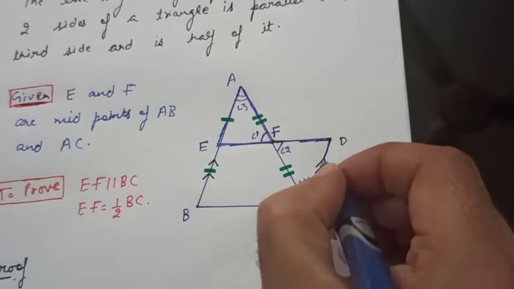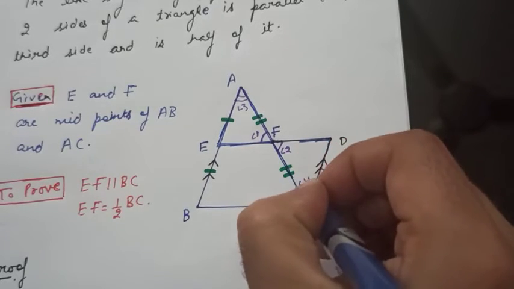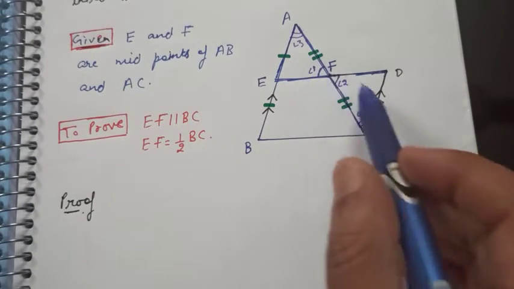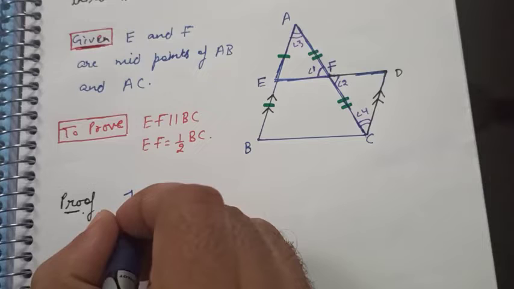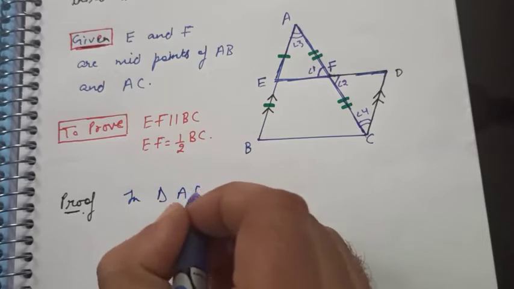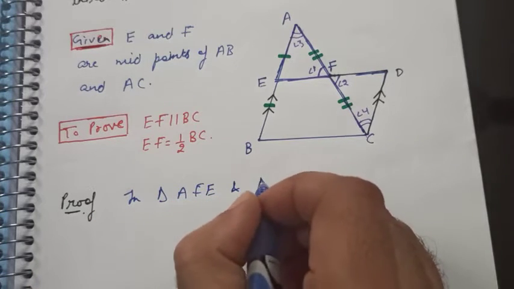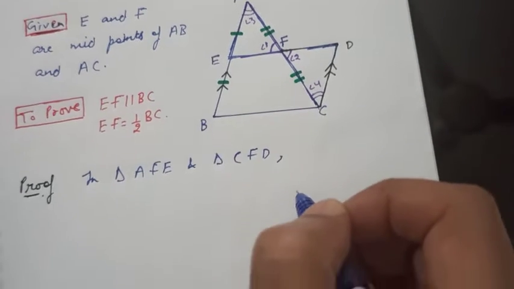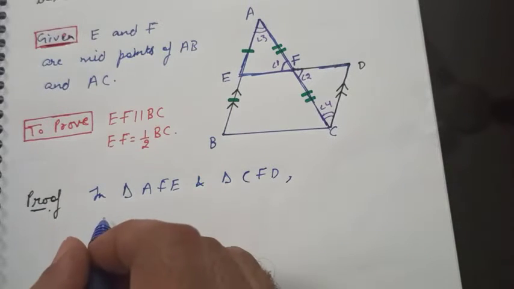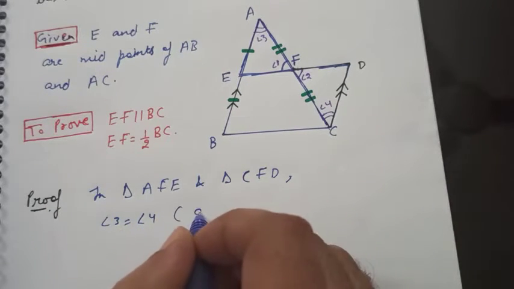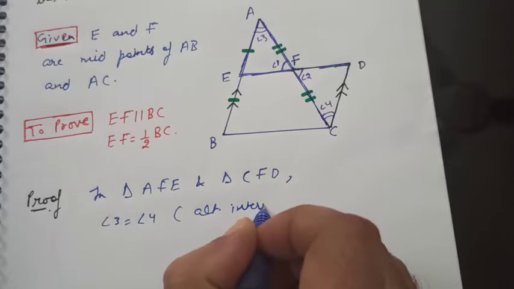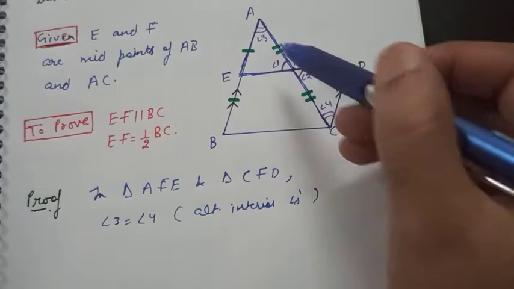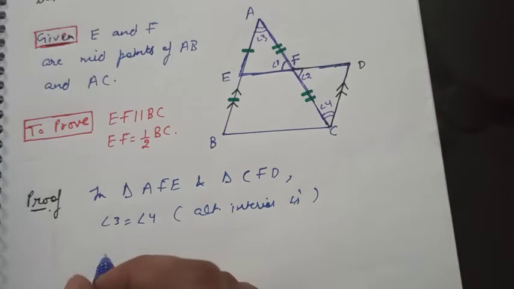This triangle and the inverted one, right? So first of all, initially we need to make these triangles congruent. So I will write in triangle AFE and triangle CFD, right? Angle 3 is equal to angle 4. These are alternate interior angles. We know that these lines are parallel because of the construction I've done. So therefore angle 3 is equal to 4, alternate interior angles.